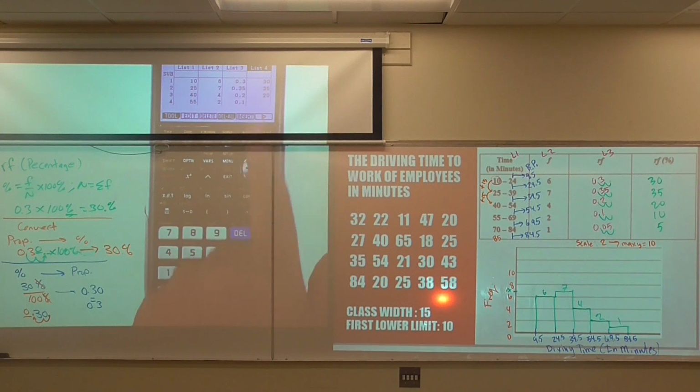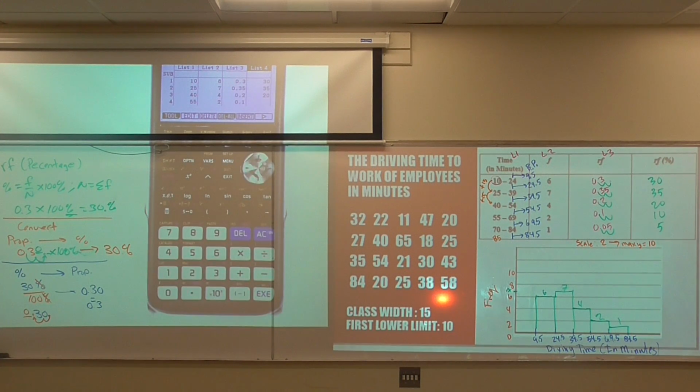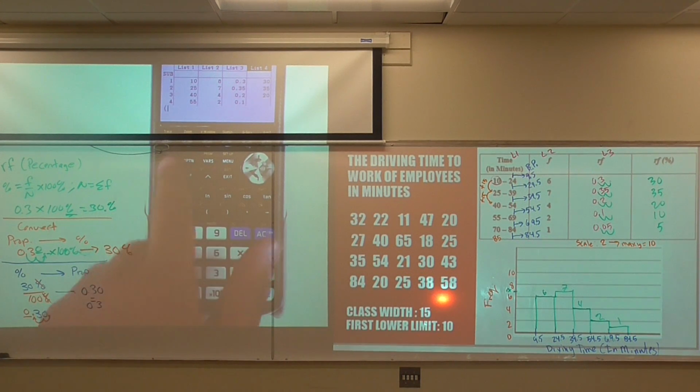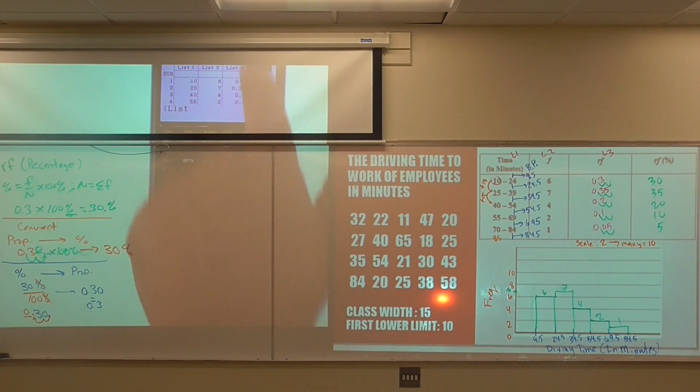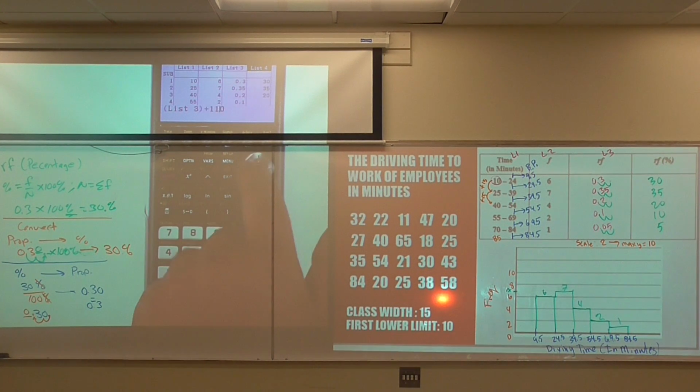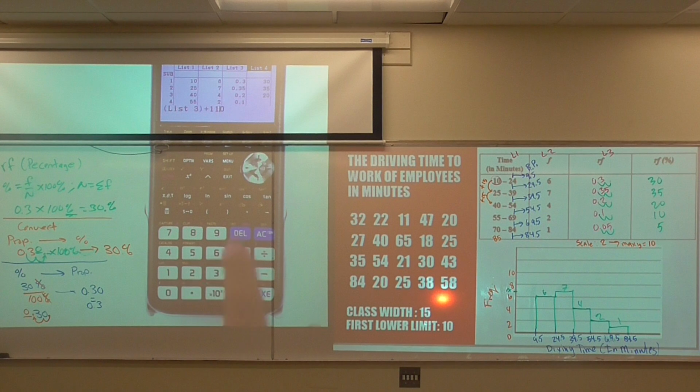What I could do is put parentheses, list, shift, list, and I'm looking at list 3. So I'll put 3, go to parentheses, and I'm going to say times each one. Oops, wrong one. Delete. Times each one by 100. Enter.